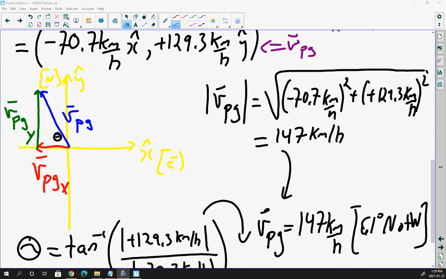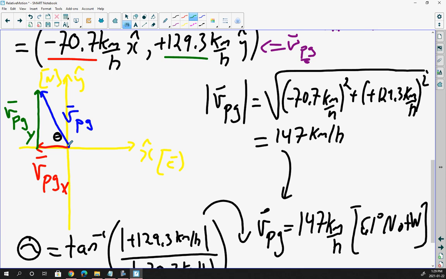Now, if you wanted to, you could take the velocity of the plane with respect to the ground in component form, and you could convert it back into angle magnitude form. What I would do first is draw, here in yellow, the Cartesian plane, x hat east, y hat north. I would draw the components. So here's the velocity of the plane with respect to the ground x hat. That's this part right here, the negative 70.7 kilometers per hour in the negative x hat direction. And then I would draw this one, positive 129.3 kilometers an hour y hat. There it is in green.